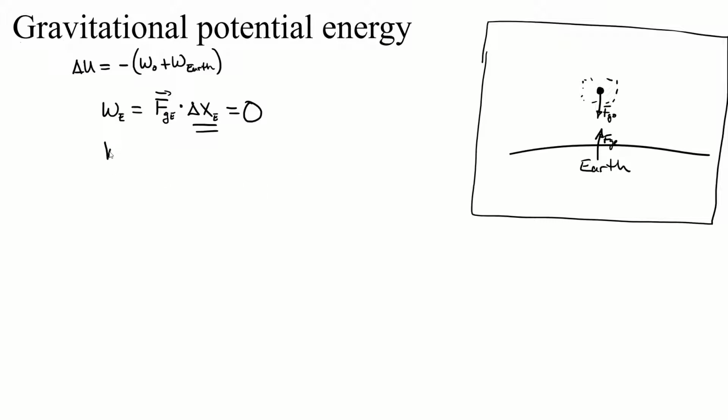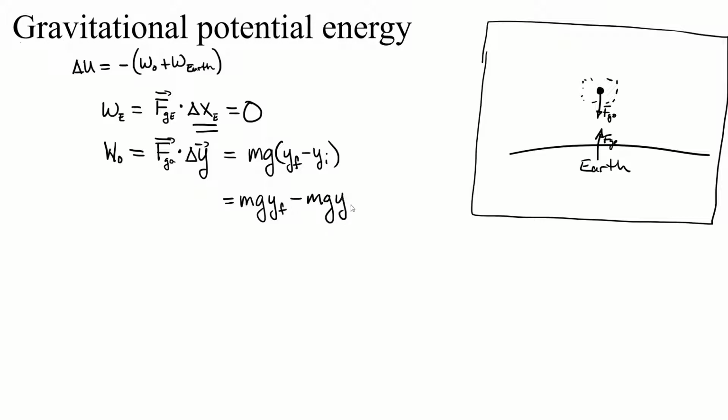We can also look at the work done on the object, and it's going to be the same sort of thing, force of gravity acting on the object, dotted with its change in position. I'll use y in this case because we assume it's going up and down. If I do this displacement or this work done here, this is just going to be the mass times the gravity times the y final minus y initial. Or if I expand that out, mg y final minus mg y initial. And that's the work done on the object.